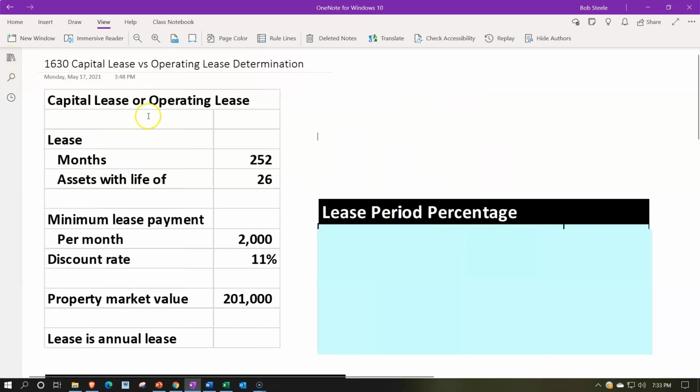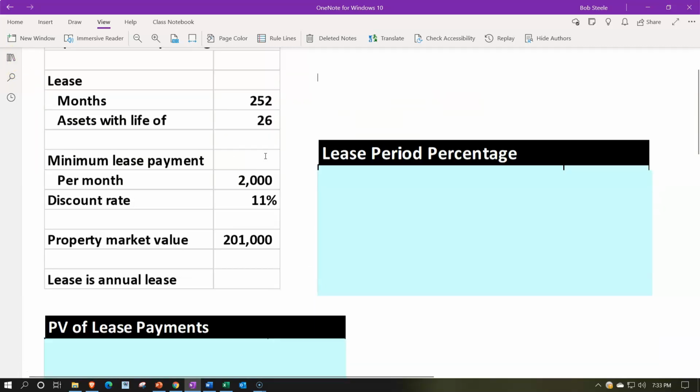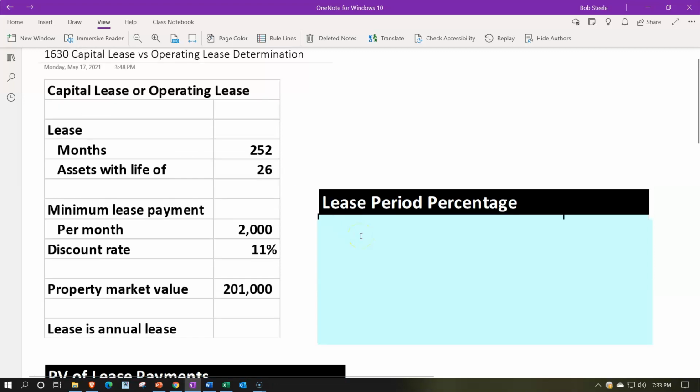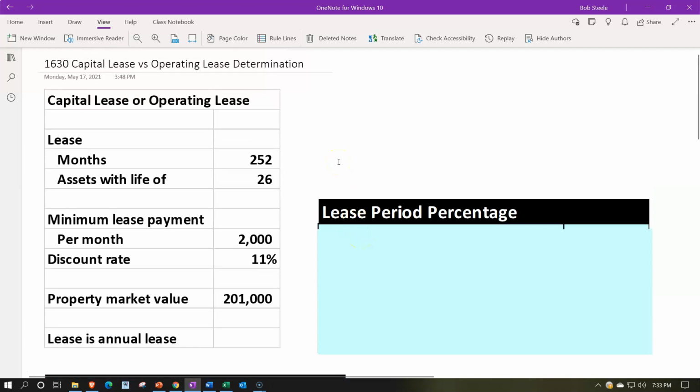Closing the icon, you have information up top. We're going to be doing the calculation in the blue areas. The question being, do we have a capital lease or operating lease? This is more of a financial statement reporting question. Oftentimes, the regulations, such as generally accepted accounting principles, will want a determination as to whether something has to be recorded, in essence, as a capital lease or operating lease.